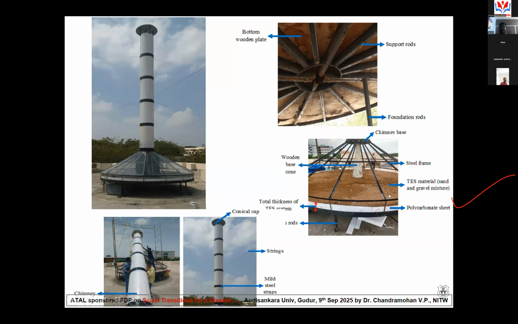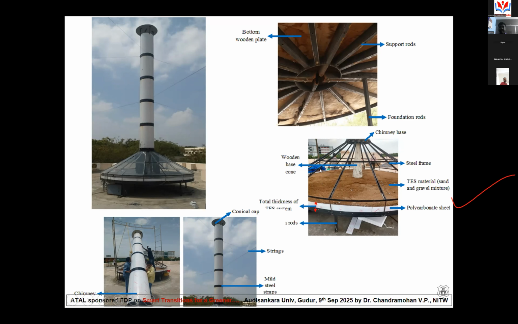This is the concept we developed. Whenever the sunlight is there, it is collected by the glass plates and transmitted inside, and the air is heated. So airflow always takes place and the turbine is always rotating, but the system can only run in the daytime. We also need to run the system at night. That's why we provided this thermal energy storage provision.